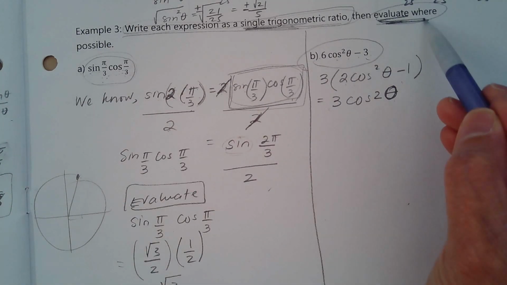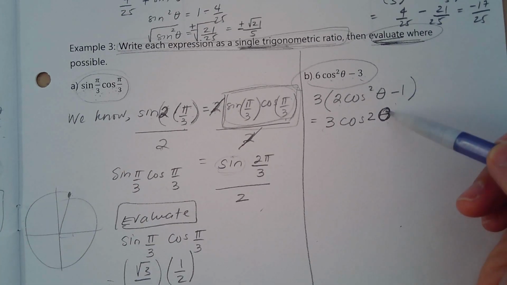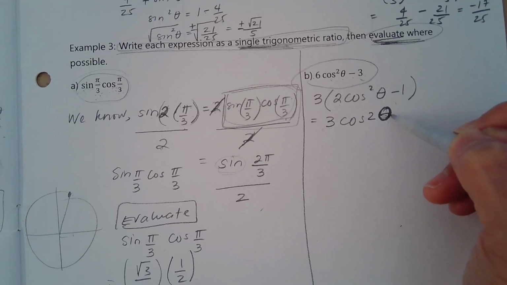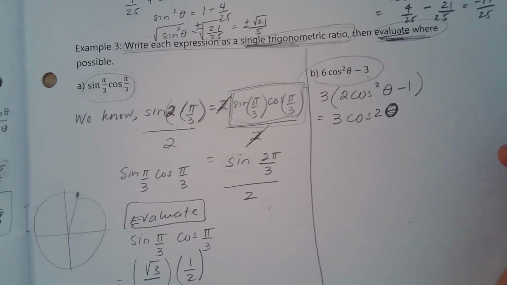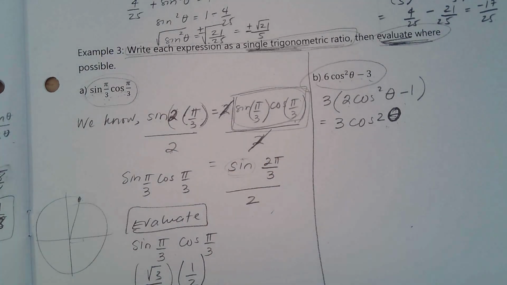The next part is evaluate. The word evaluate means what's the value, but we can't figure out the value here because we don't know what the theta is. We don't know what angle that is. So yeah, it says here evaluate where possible. This one here, you can't evaluate. So that stays like that.